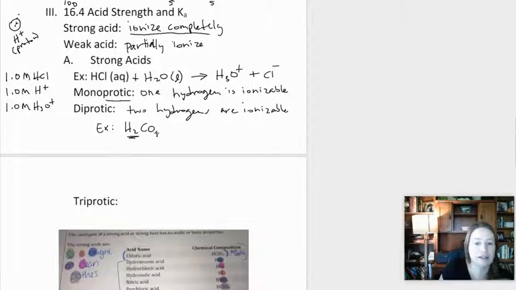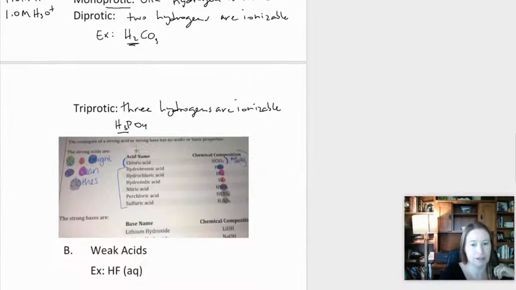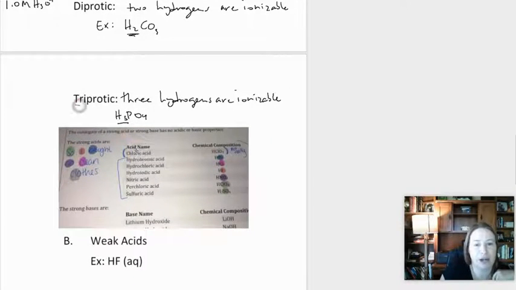Triprotic, 3 hydrogens are ionizable. There aren't very many triprotic acids. I'm getting ahead of myself. H3PO4, phosphate PO4 3 minus, will turn into H3PO4 as an acid, which is phosphoric acid. And those 3 hydrogens out in front are ionizable. So that is a triprotic acid. Okay, so the prefix tri tells you the 3. Protic tells you it's hydrogen.